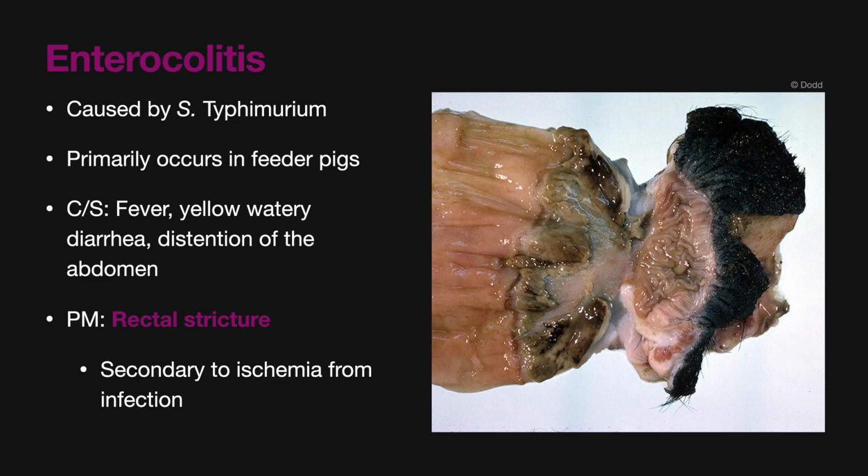Enterocolitis caused by Salmonella typhimurium primarily occurs in feeder pigs. It causes fever, yellow watery diarrhea, and distension of the abdomen. One unique finding of this condition in pigs is rectal strictures. These result secondary to ischemia of the rectum that is caused by the Salmonella infection.